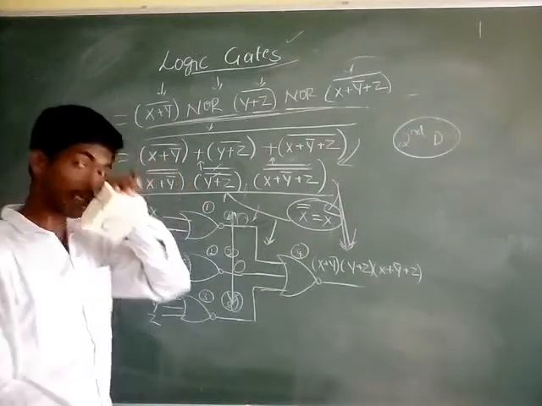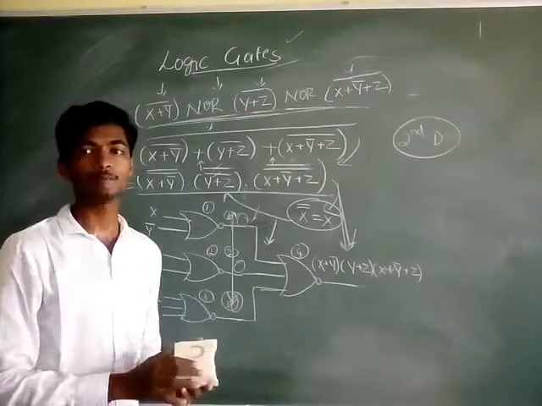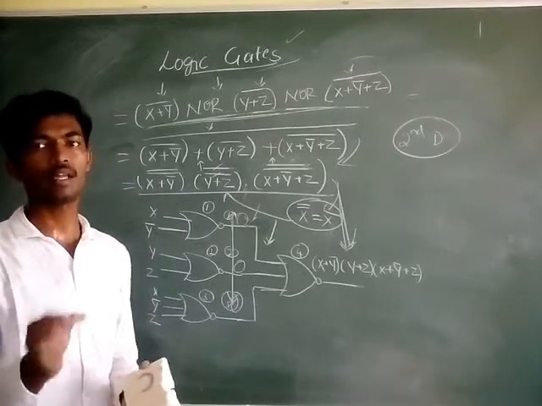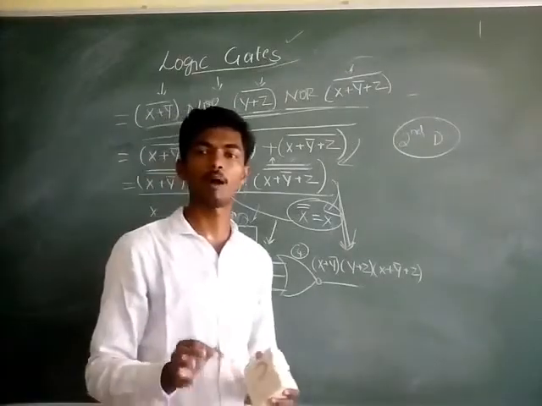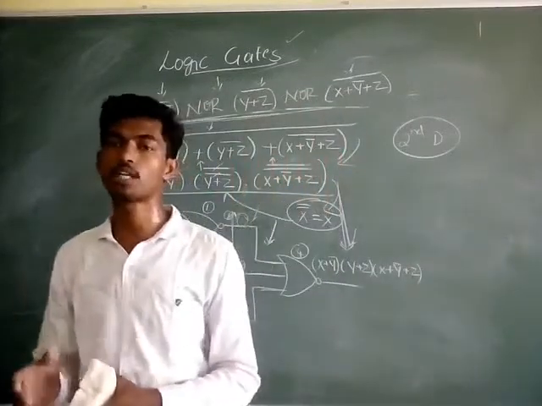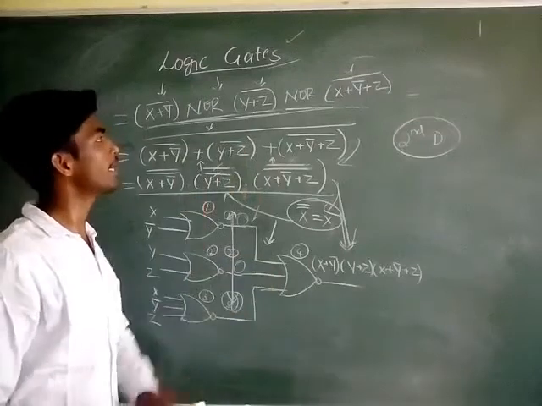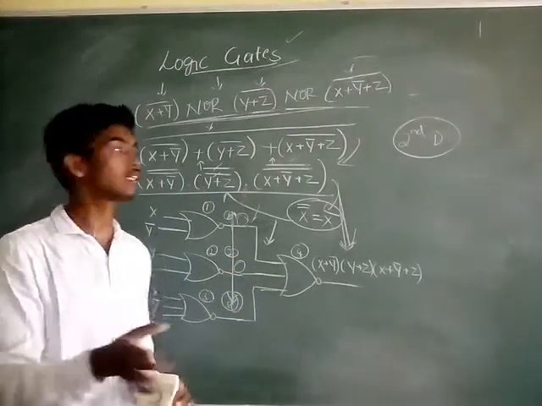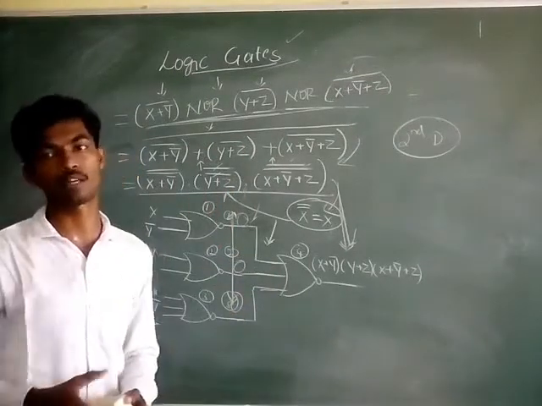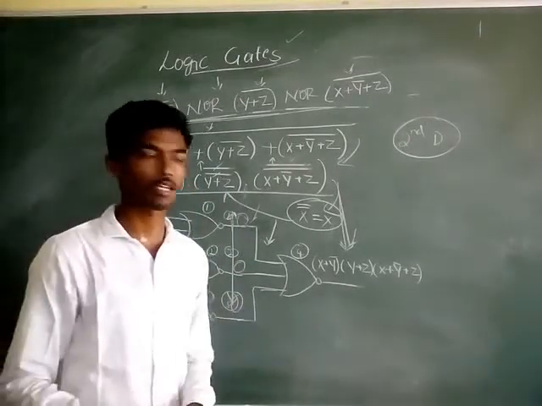This is how we are converting, or also designing, the given expression using the NOR. When we have the expression in the form of sum of products, we can design the logical circuit using the NOR to NOR network. This is the completion of your logic gates chapter.